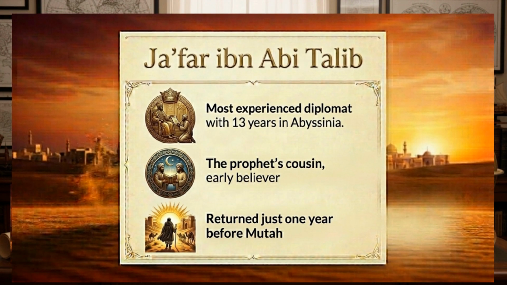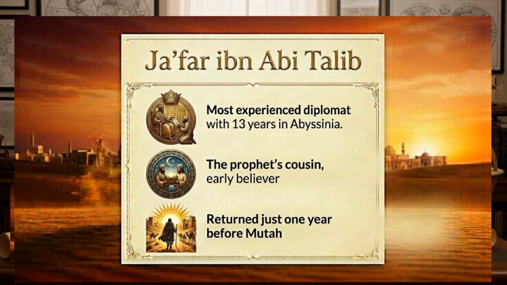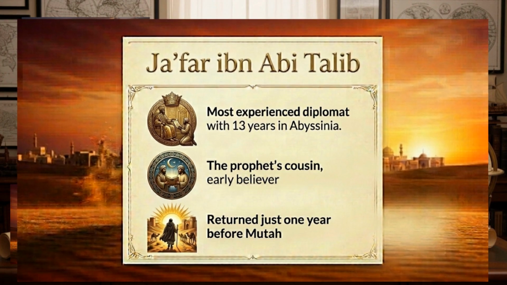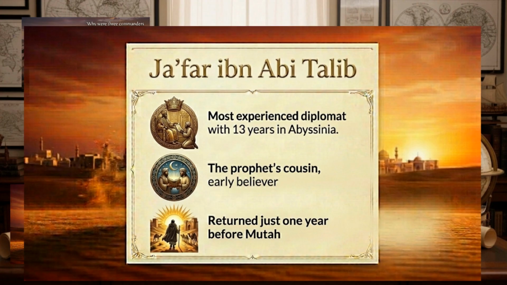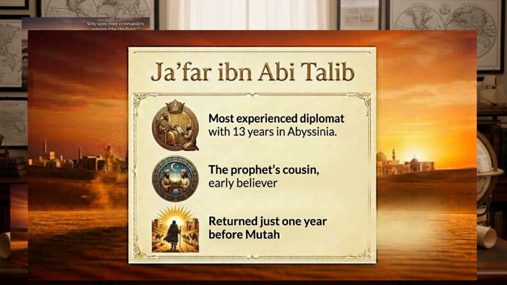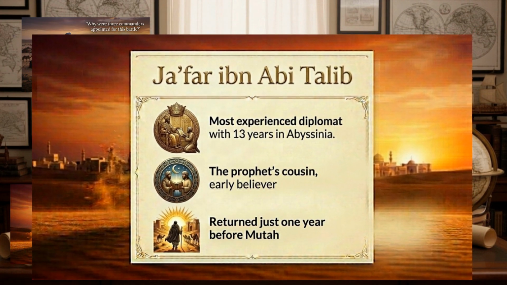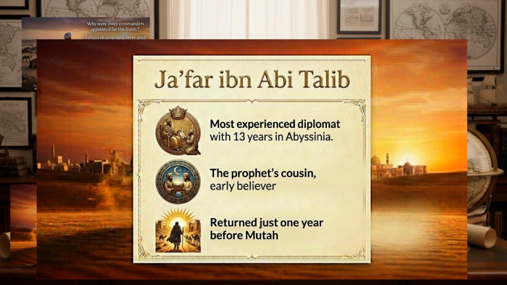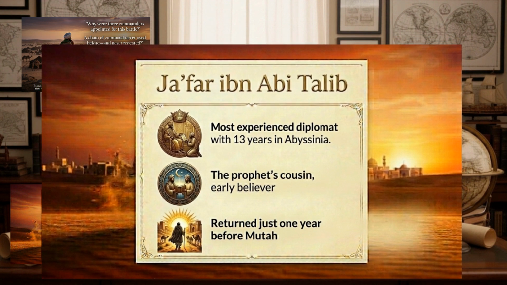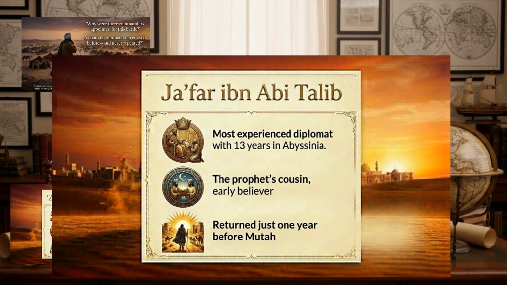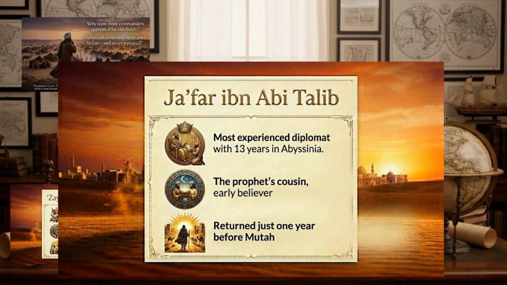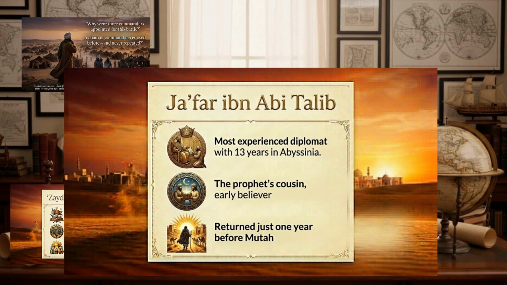One of his most famous moments was when the Quraysh sent envoys to the Negus, the ruler of Abyssinia, attempting to convince him to expel the Muslims. Ja'far stood before the court and delivered a powerful speech explaining the transformation from the pre-Islamic period to Islam. He also recited verses from Surah Maryam about the birth of Jesus, which deeply moved the Christian king and contributed to the Muslims being granted protection.